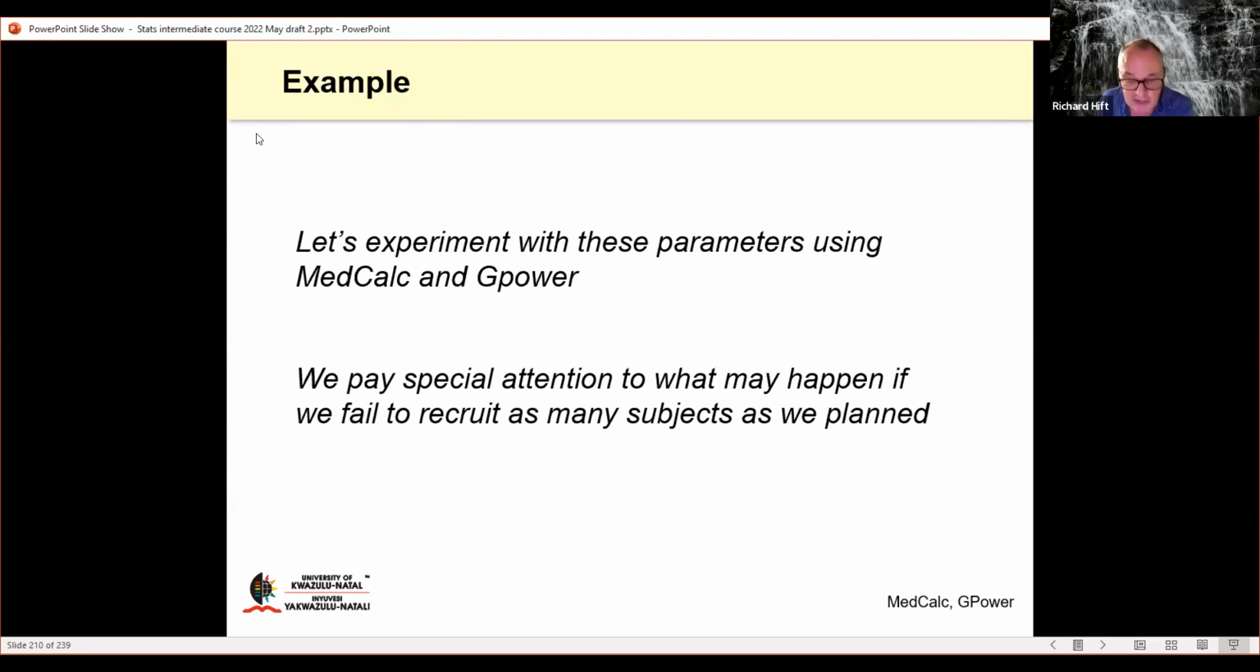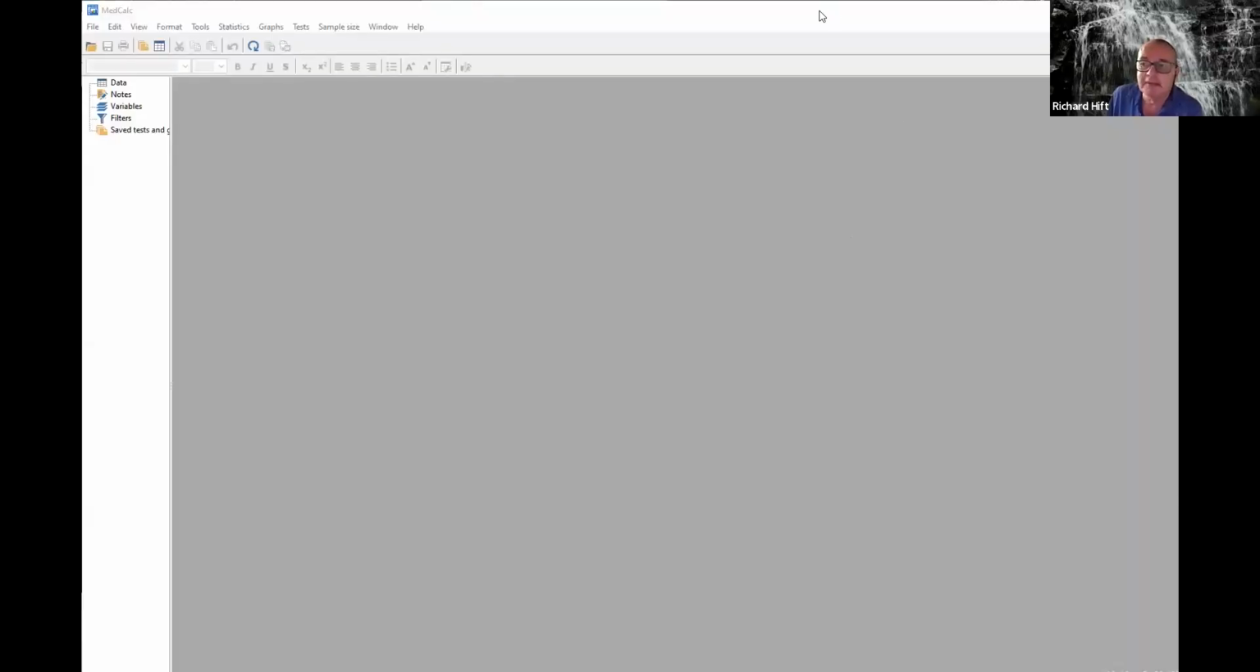Right. I am aware it's late, but we're going to spend just a few minutes doing some practical applications and calculations of this. So let me go to my favorite stats package. Right, MedCalc, okay. Now, like many things, it's actually got a module for sample size.